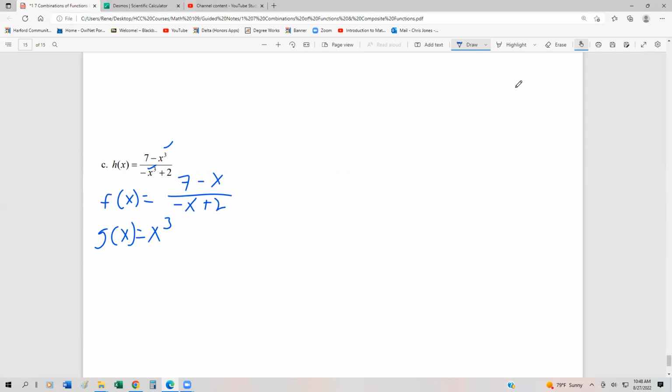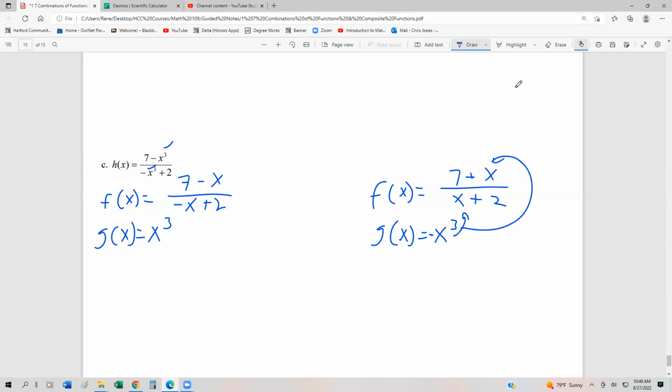Another way to define this, if you elected to, is you could make g equal to negative x cubed, and that would mean that f could be equal to (7 plus x) divided by (x plus 2). So there's a couple ways to get to our answers. And of course, if you don't trust me, you could just go ahead and substitute g back into f, or f of g of x. You can do the same thing here, and you can clearly see that these two compositions will give you the resultant h of x.